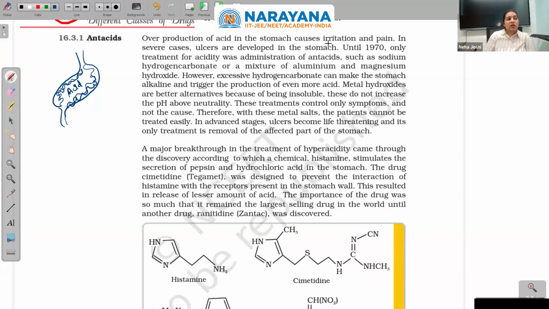Overproduction of acid in the stomach causes irritation and pain to start with. In severe cases, ulcers are developed, which is very, very painful. Ulcers in the stomach are developed. Until 1970, the only treatment for acidity was administration of antacids, which would just kill these acids. This acid is primarily HCl.